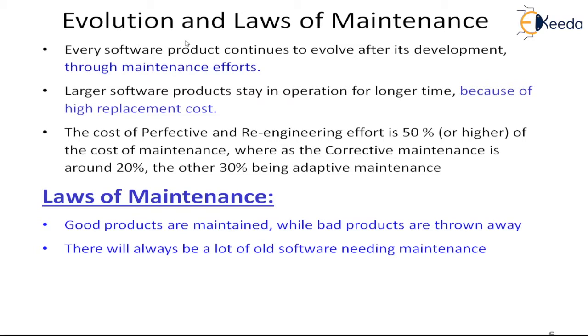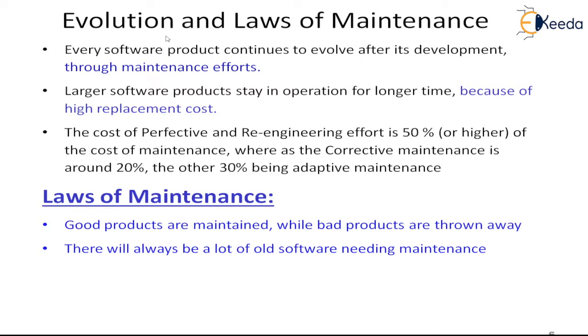There is something called the laws of maintenance, about how software evolves. When I say evolution, that means the software is evolving when you do the maintenance. You had it in one release, and each time you make a change in the software, you get a new release. So there is an evolution in the software. It is changing its state, its look and feel, its features. That is called software evolution.